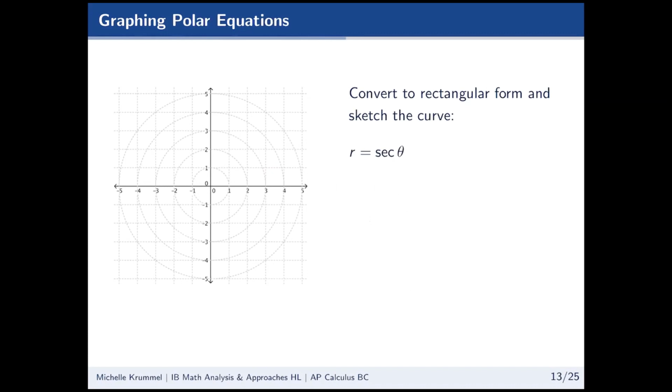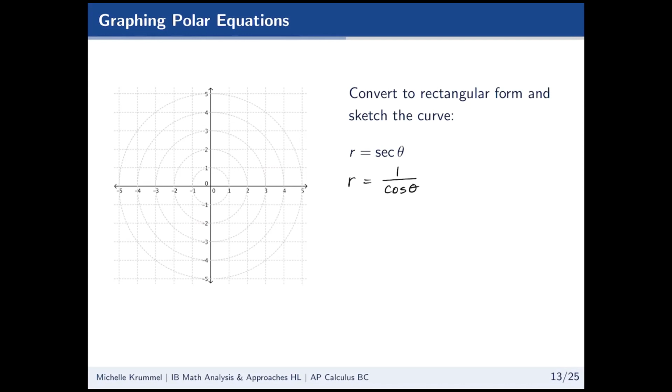Next, we're trying to convert r equals secant theta into rectangular form. So here's a polar equation that has an r and a theta in it. So we might have to use more than one of our conversion formulas. Now, when I see secant theta, immediately I'm thinking 1 over cosine theta. Secant is the reciprocal of cosine. So we can rewrite this as r equals 1 over cosine theta.